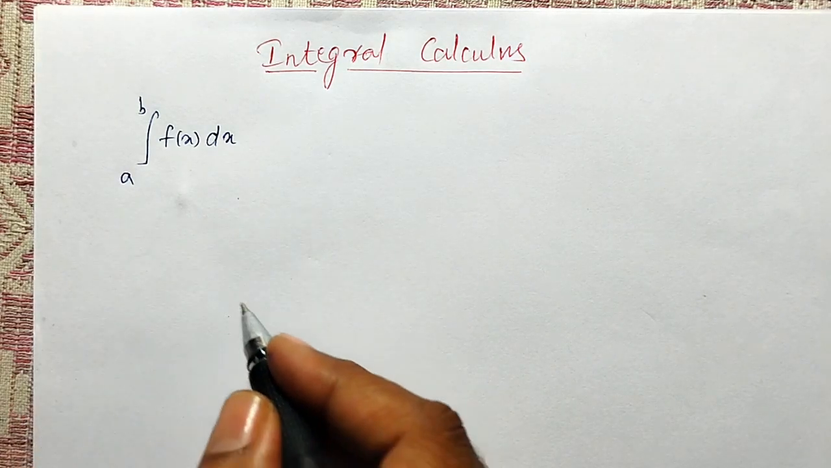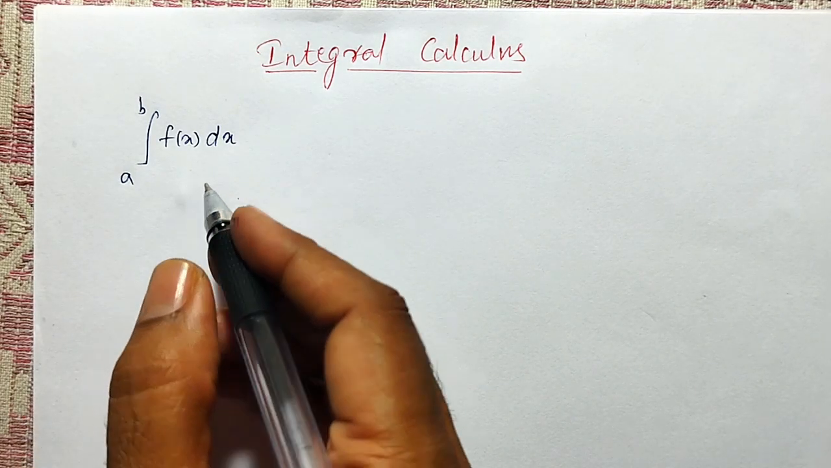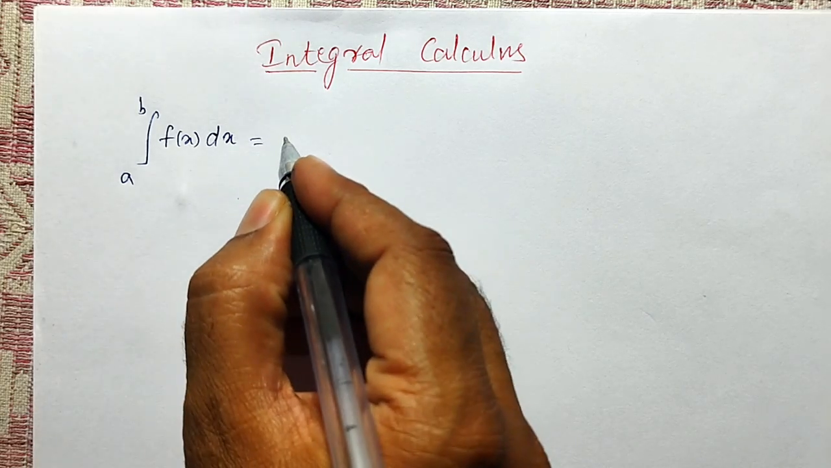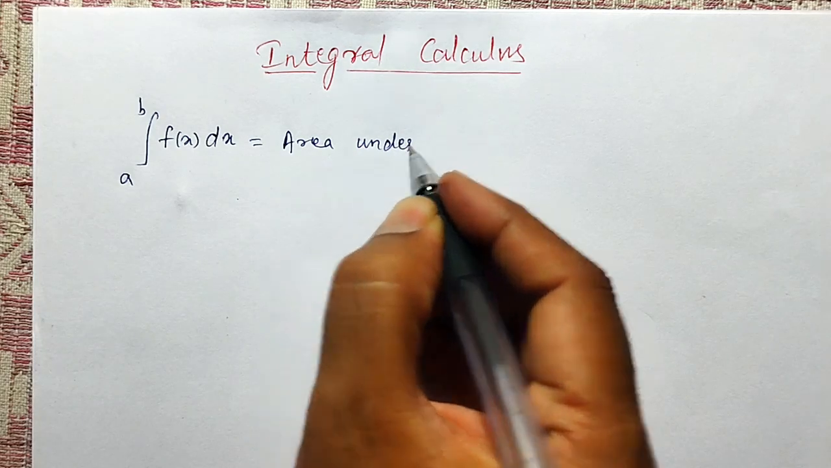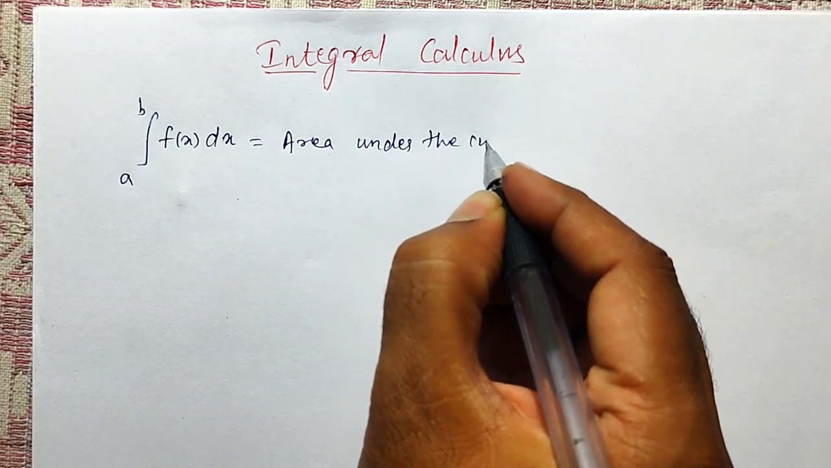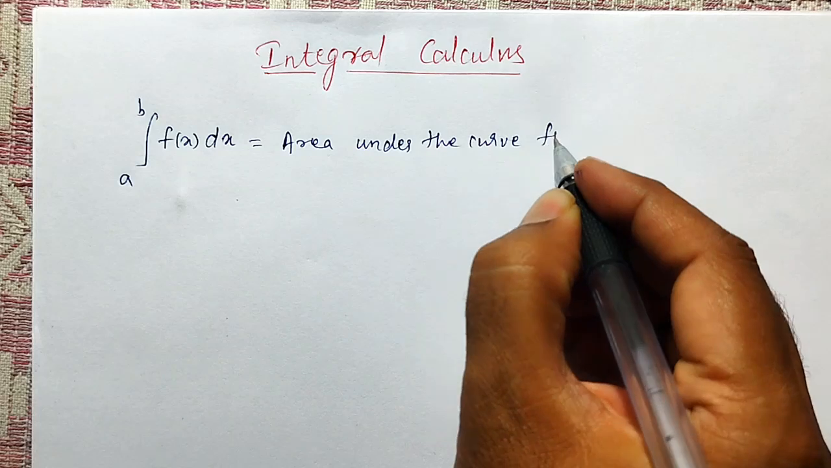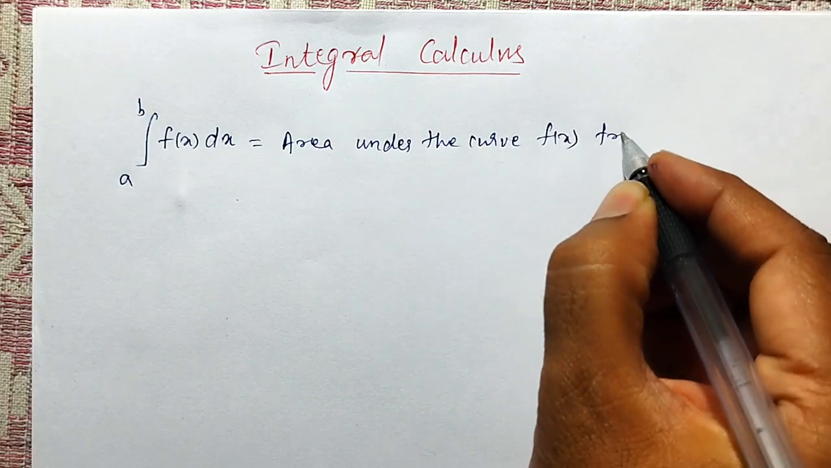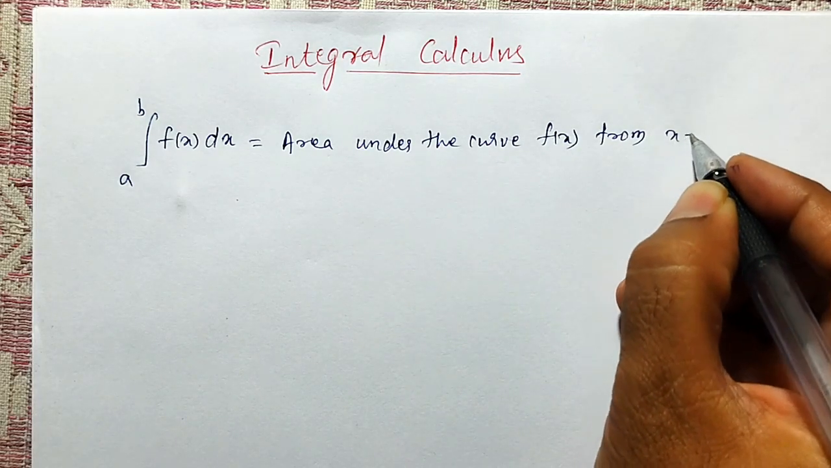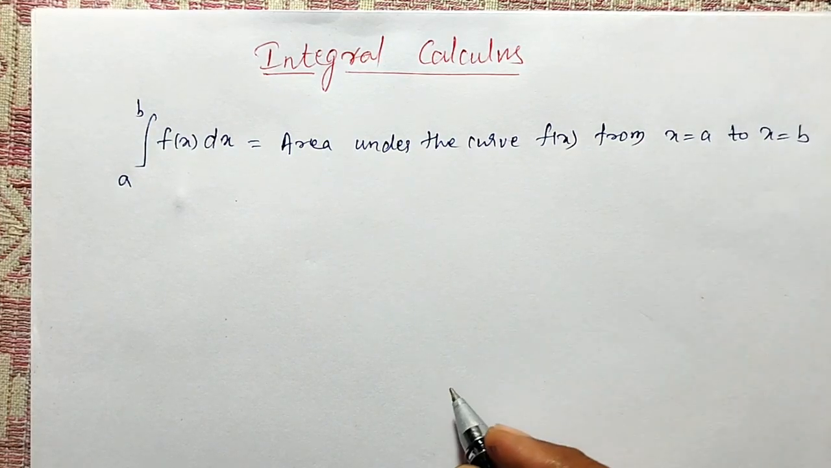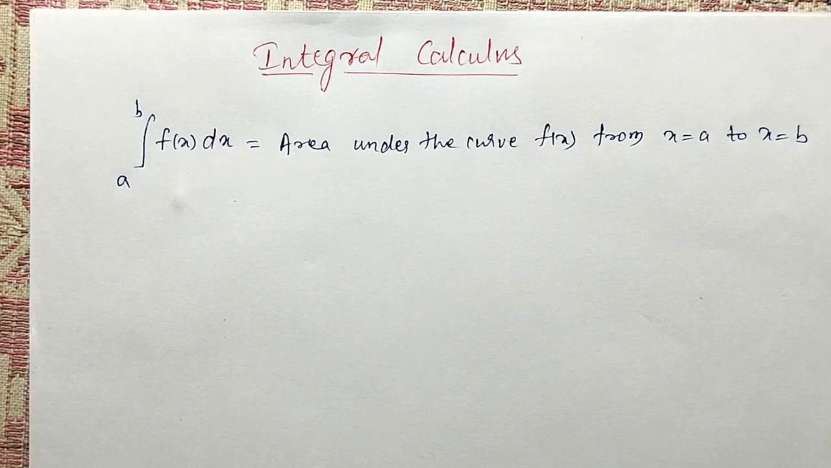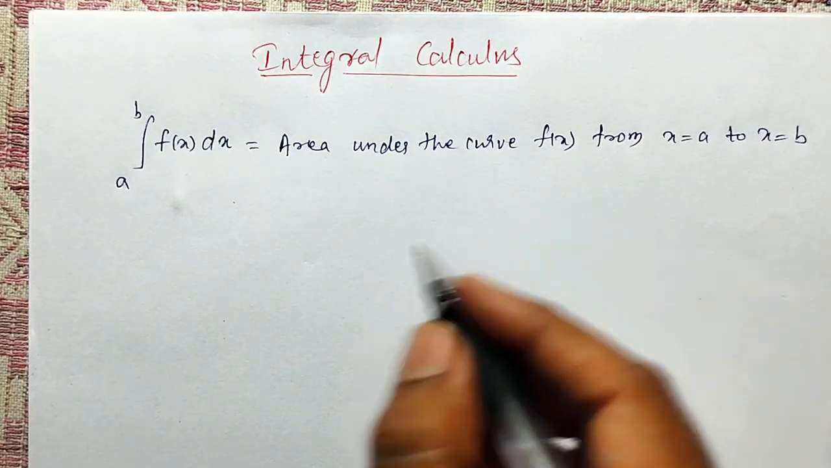Okay, here as we know its application is nothing but the area under the curve f of x from x equal to a to x equal to b. I will try to explain this area geometrically.